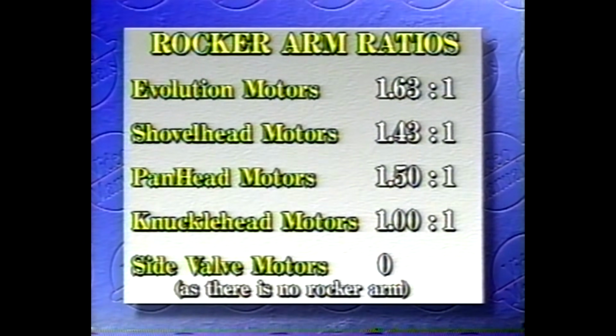Now, if we are building any other style of motor, the rocker arm ratio would be as shown. Evolution motors, 1.6 to 1. Shovelhead motors, 1.43 to 1. Panhead motors, 1.5 to 1. Knucklehead motors, 1 to 1. Side valve motors, there are no rocker arms.